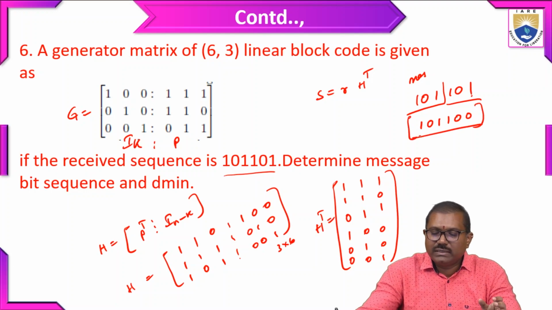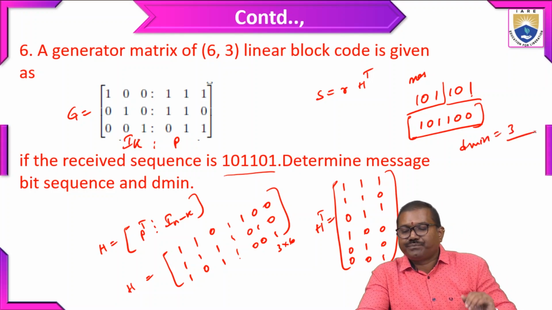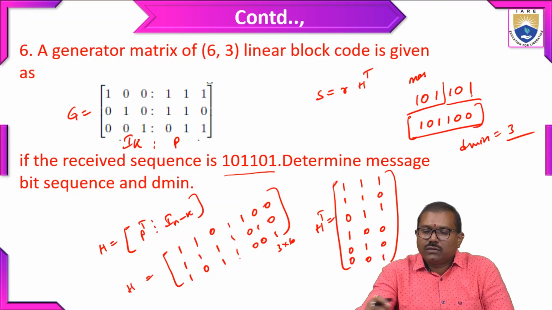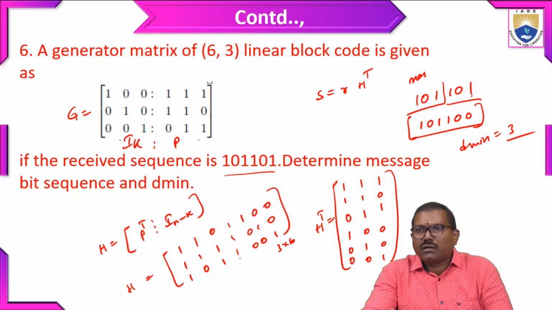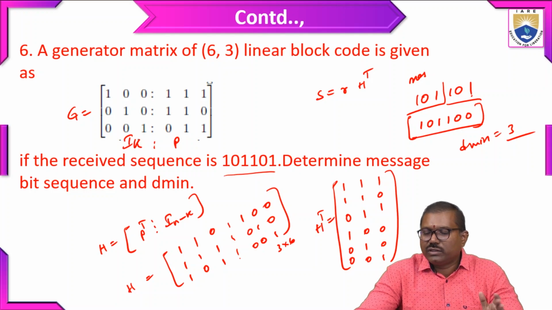So this is my message sequence. So what is the minimum distance? Here 3. Okay, so we have a doubt whether it is correct or wrong. What to do? Again we are going to multiply this R into H power T. Then you get 3 zeros. So you can conclude there is no error. Okay, so in this way you can find any message sequence.